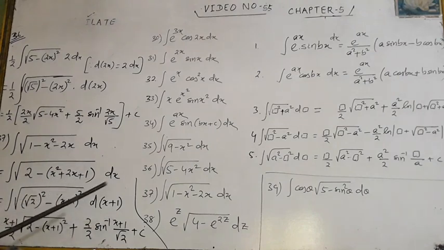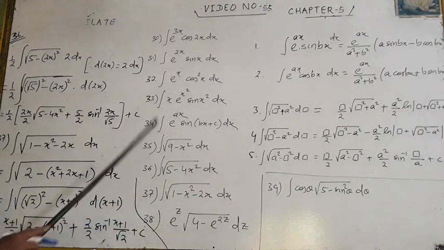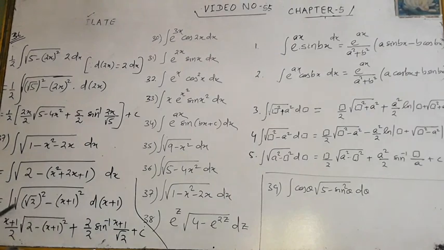Now apply that formula which is here. What is box by 2? Box means x plus 1 by 2, into square root of 2 minus x plus 1 whole square, plus a square by 2. A square means root 2 square, that is 2. So 2 by 2 sin inverse x plus 1 by root 2. Okay.